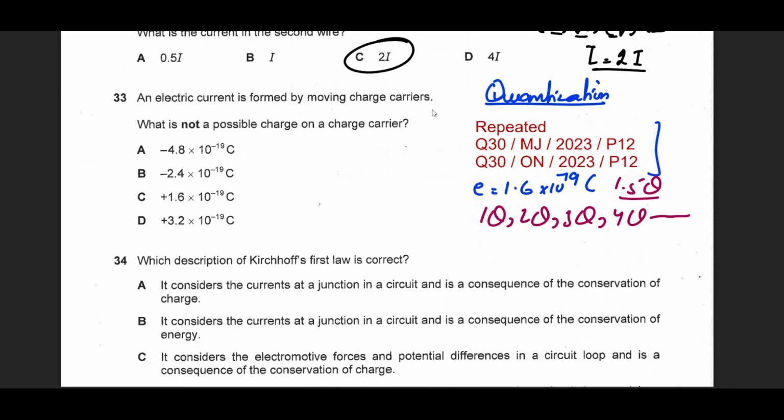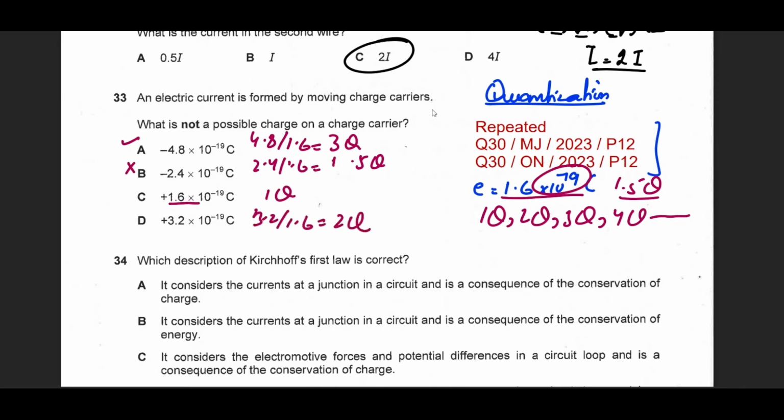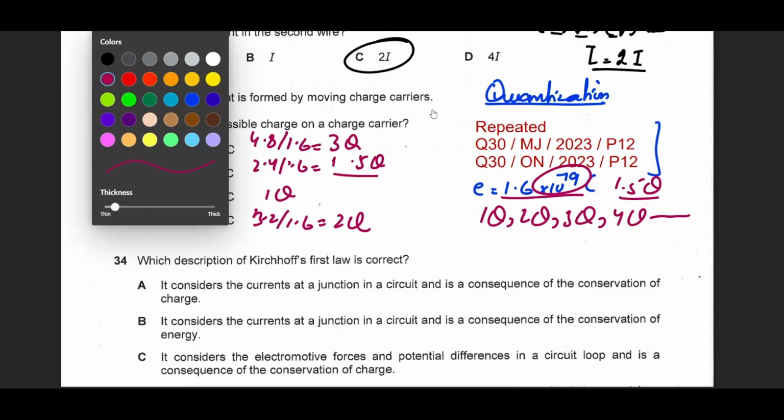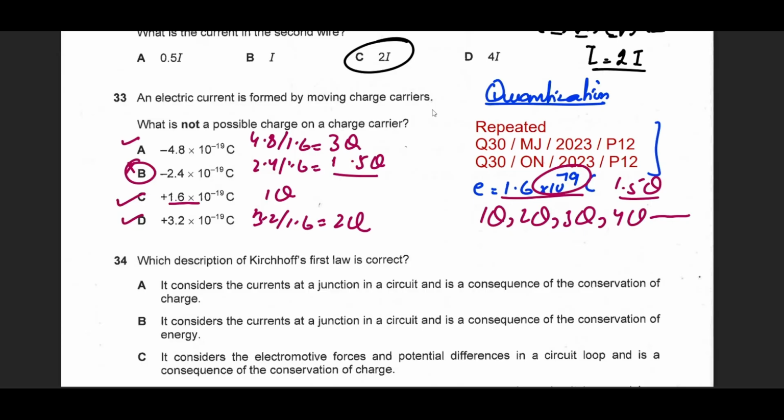So in order for us to check this, what we can do is divide every option with 1.6 and see which one of them does not give us an integer value. If you divide 4.8 with 1.6, I'm ignoring the power 19 because it's exactly the same for all of them. 4.8 divided by 1.6 gives me 3 times q, which is a plausible answer. So 2.4 divided by 1.6 gives me 1.5 q. This is not possible. 1.6 is 1.6, so this will be 1 q. 3.2 divided by 1.6 is 2 q. This is also possible. B is not possible. It cannot be a number other than an integer value. And you can ignore the positive and negative sign, it does not matter. Negative is the negative charge, the electron, positive is the positive charge carriers of the protons.